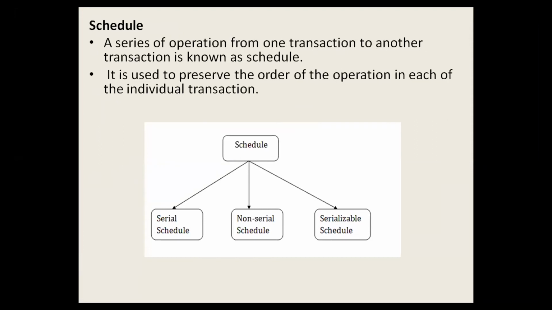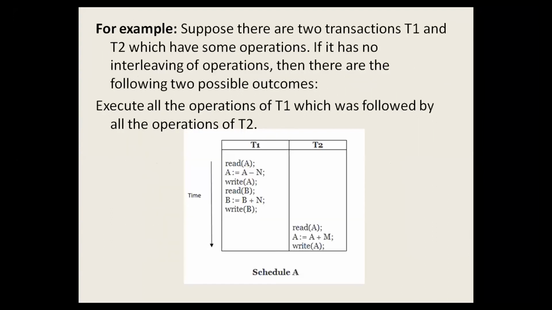And there are 3 types of schedule: a serial schedule, a non-serial schedule, and a serializable schedule. When there are 2 transactions, and you wait till the first transaction completes, and after that you proceed with your second transaction, and no 2 transactions run in parallel, this is called a serial schedule. When I have 2 transactions, T1 and T2, first T1 completes its execution. After T1 completes, you start with T2.